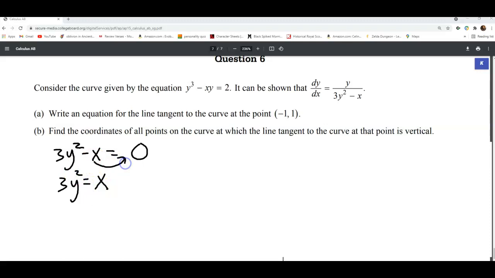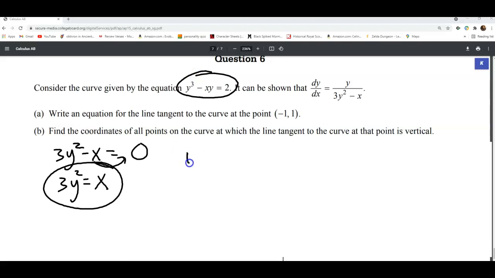I just add the x to the other side. Now what do I do? Well, I want to solve for x and y. I've got an equation here that has an x and a y, and I've got another equation up here with an x and a y. That's what we call a system of equations.